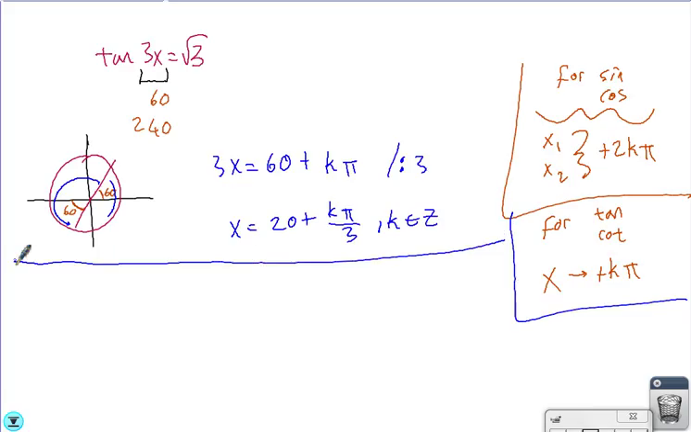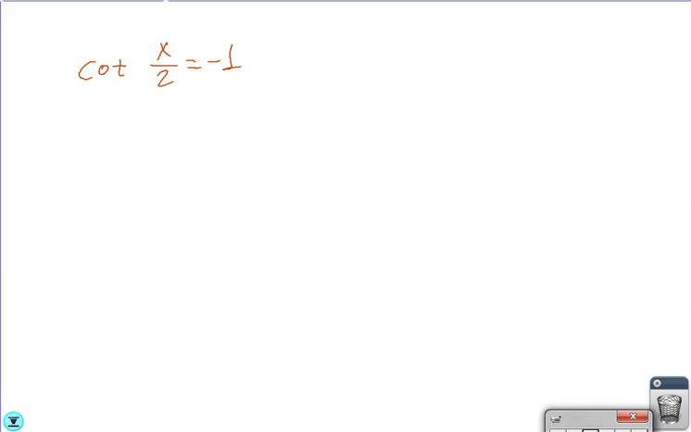So now your next question. Cotangent of x over 2 is equal to negative 1. Let's try this one. So now, everybody pause the video and try to solve it by yourself. Okay guys, let's finish this part.